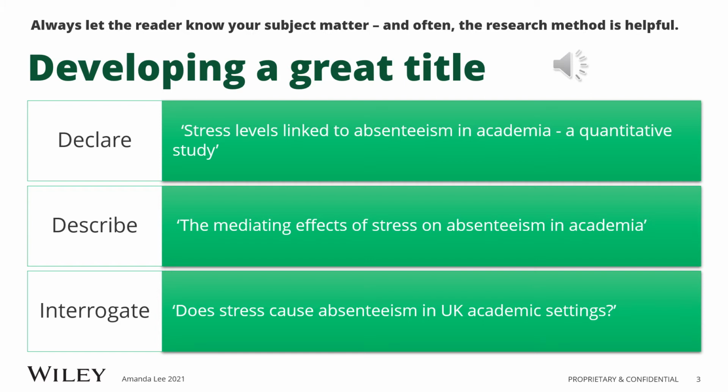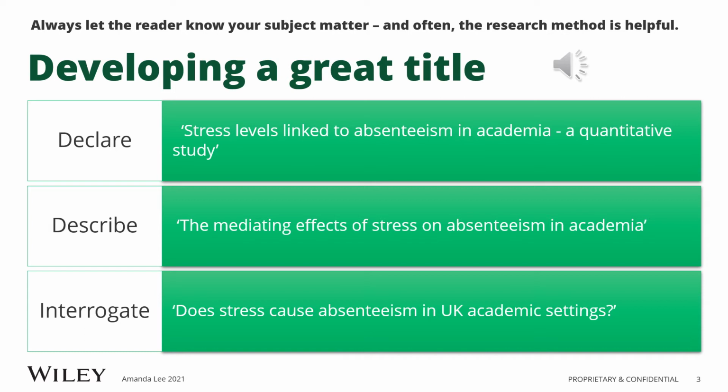Well, first of all, you need some really good words. So you need the words that are going to describe exactly what your subject matter is. It's helpful if you put the research method in as well. Now there's a number of different ways that you can actually do it, but they can all fall into 3 different categories. A research paper title in an academic journal can declare what's going on. So for example, stress levels linked to absenteeism in academia, a quantitative study. That's a nice, short, sharp title.